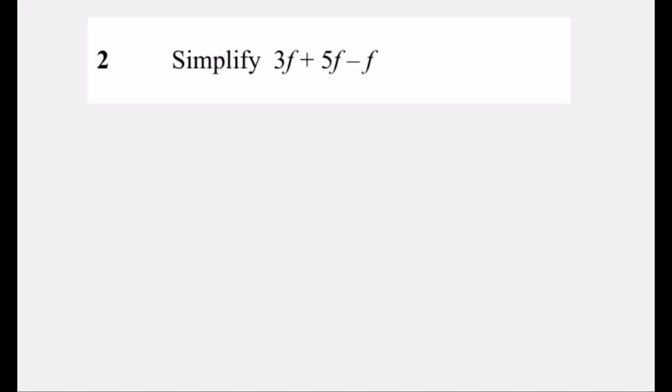Question 2. Simplify 3f plus 5f minus f. When we've just got an f by itself, we can think of it as 1f. So 3f plus 5f is 8f. 3 plus 5 is 8. Take away 1f. 8 take away 1 is 7. So we've got 7f.